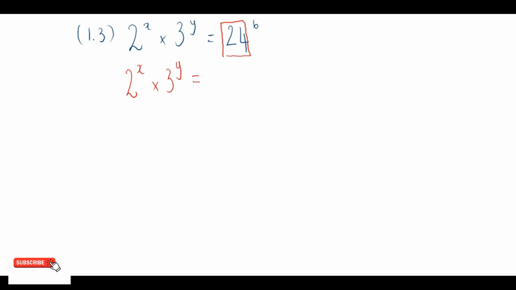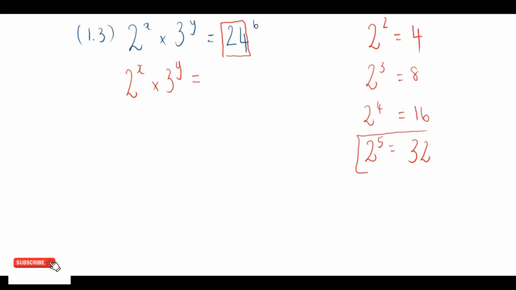We can think probably 8 multiplied by 3 is equal to 24. How did I get that? I'm thinking of a base. Obviously I started with 2. If you say 2 to the power of 2, you get 4. If you say 2 to the power of 3, you get 8. If you say 2 to the power of 4, you get 16. And if you say 2 to the power of 5, you get 32. So this one is obviously not going to work for us.